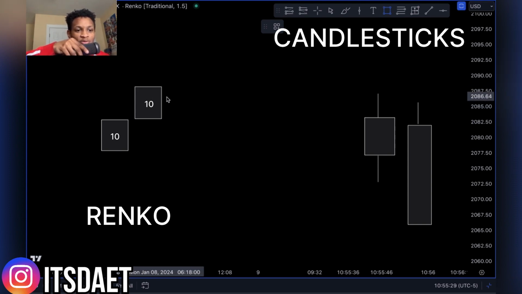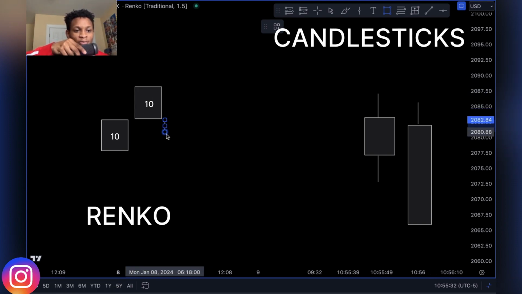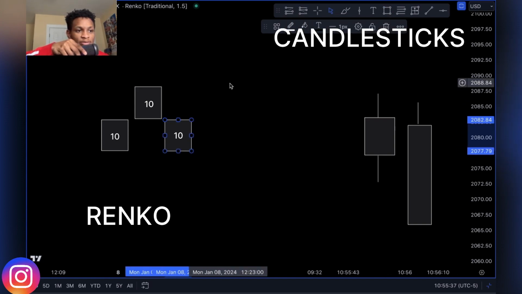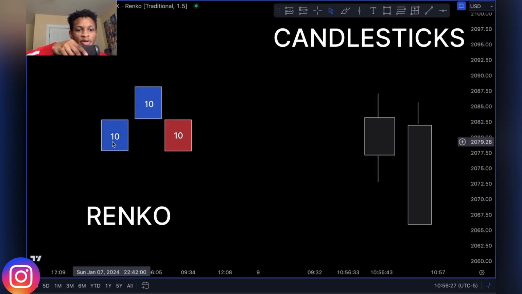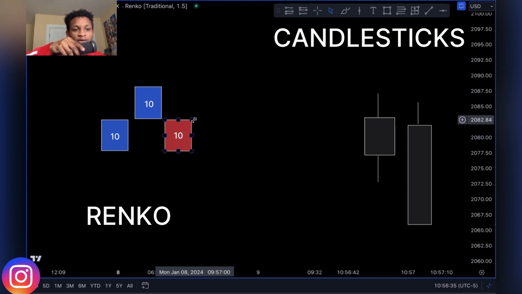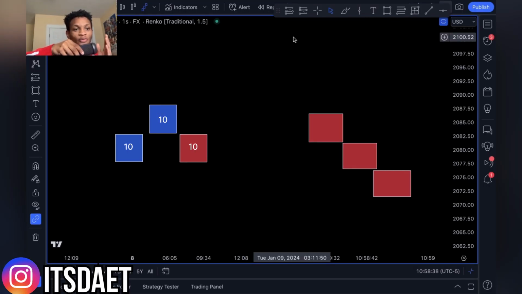Let's say it moves down, then it's going to form the same size box, 10 pips downwards. 10 pips was formed here in the uptrend, 10 pips here in the uptrend, 10 pips here in a downtrend. It doesn't necessarily mean that it's in a downtrend, it just means that price went 10 pips. This is the most important thing, so please make sure that you pay attention.